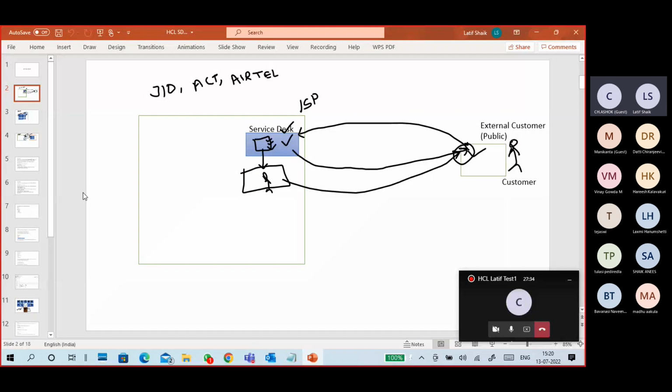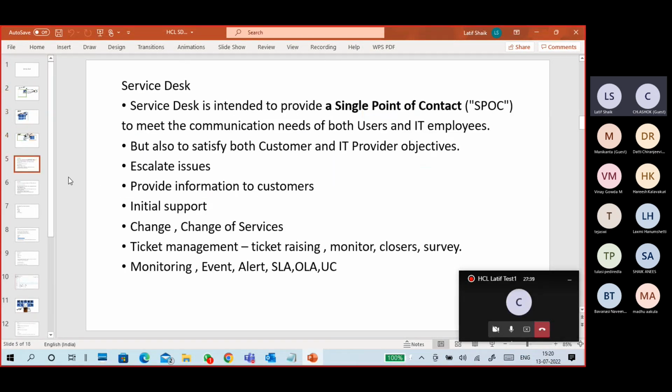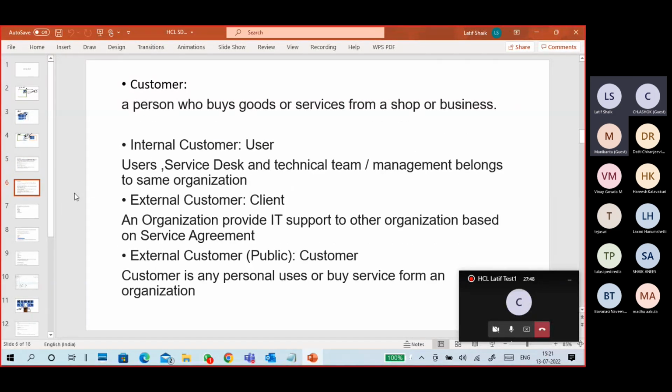So last class we discussed, for the last 2 days, a service desk. What is a service desk? Single point of contact between users and IT employees. Okay, so I have already given certain links. Just go through them once: what are the service desk levels: level 1, level 2, level 3, level 0.